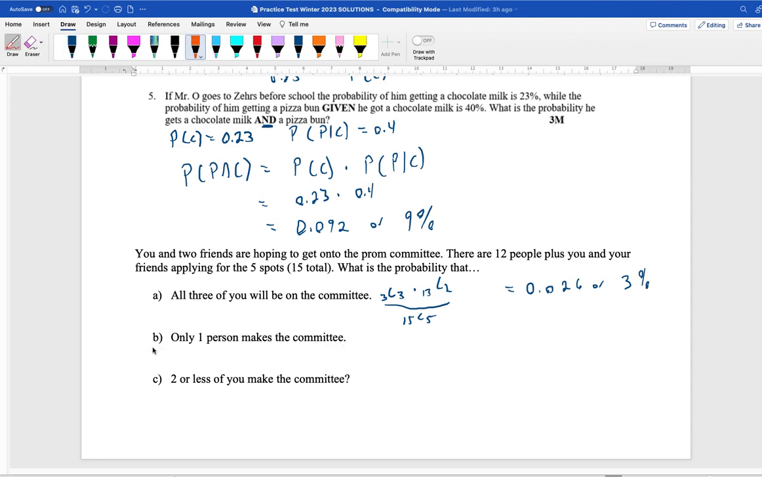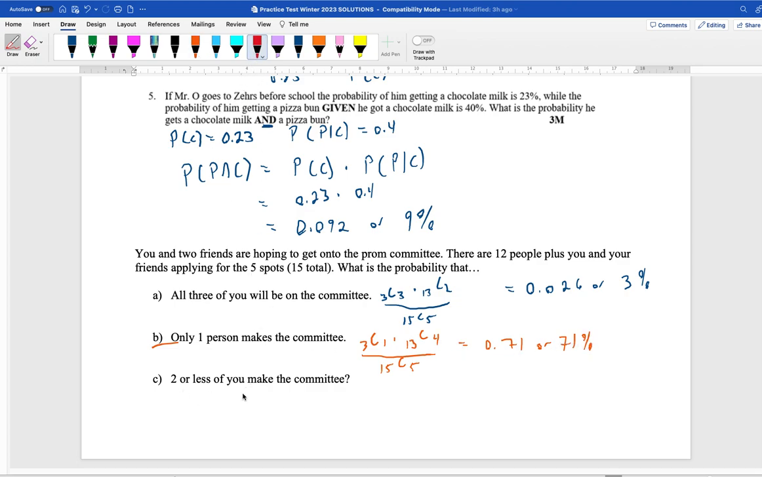Only one person makes the committee. Okay, this one. So only one person makes the committee. So it's 3 of us. One person is going to make the committee. Then of the rest of the people, 13 left, we're going to have 4 spots in the committee divided by all the options. 15 choose 5. 3 choose 1 times 13 choose 4 divided by 15 choose 5. Okay, so that equals 0.71 or 71%.